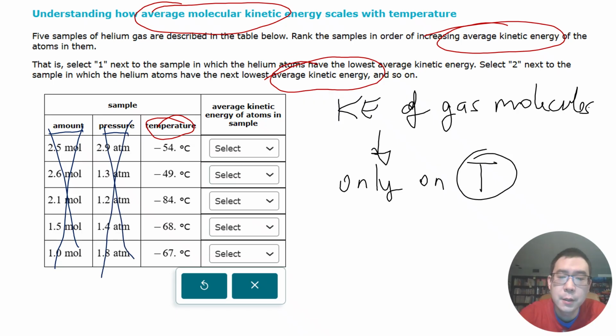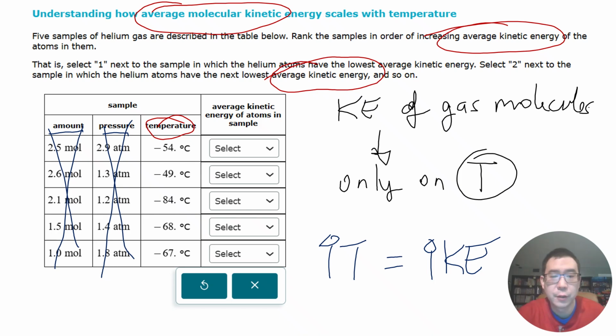And so higher T equals higher KE. So we're going to rank them from lowest energy to highest energy, which means we're going to rank them from lowest temperature to highest temperature. Now the only thing we need to pay attention to here is the negative sign. Because all these numbers are negative, the bigger negative number is a lower temperature. So the lowest temperature is minus 84, that's going to be 1, and then minus 68, and then minus 54, and minus 49.